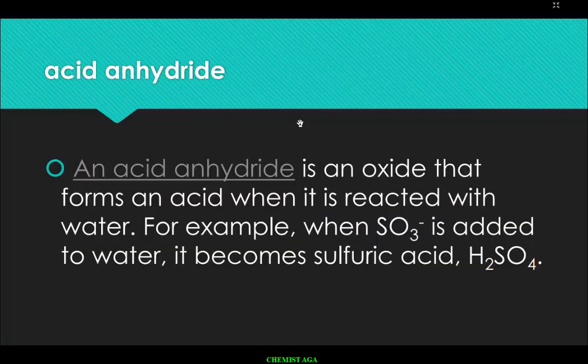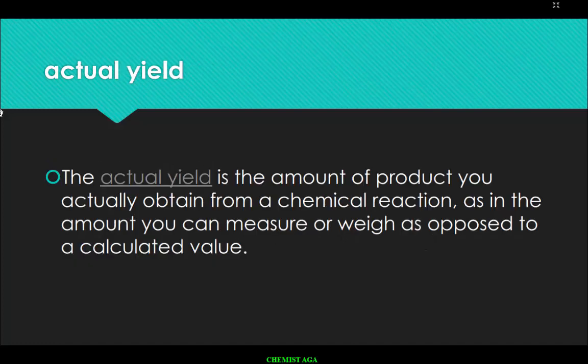Acid anhydride. An acid anhydride is an oxide that forms an acid when it is reacted with water. For example, when SO3 is added to water, it becomes sulfuric acid, H2SO4. Actual yield. The actual yield is the amount of product you actually obtain from a chemical reaction, as in the amount you can measure or weigh as opposed to a calculated value.